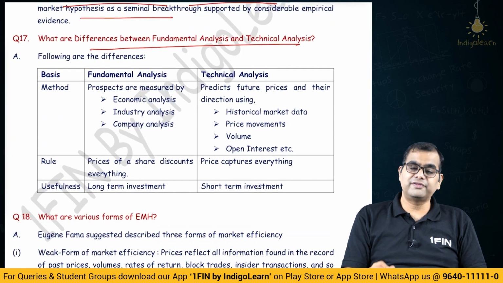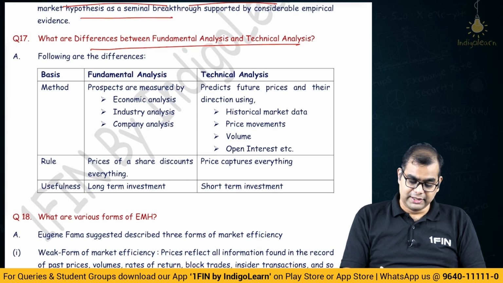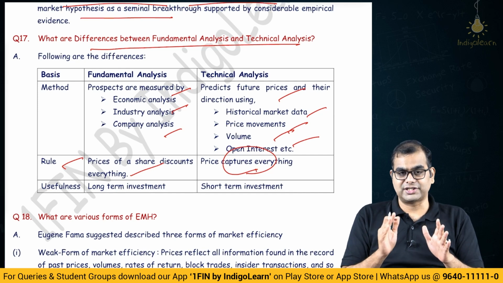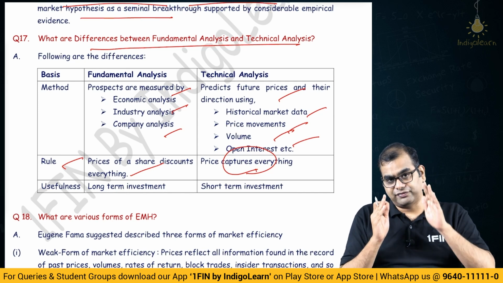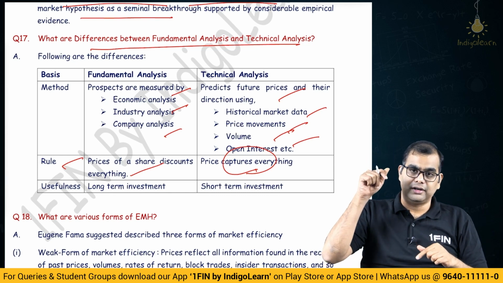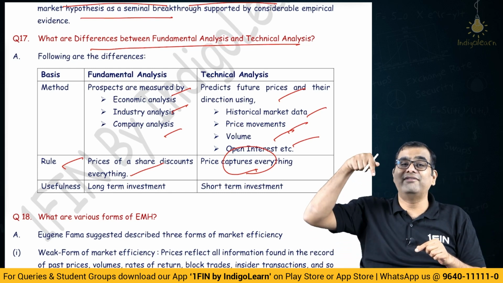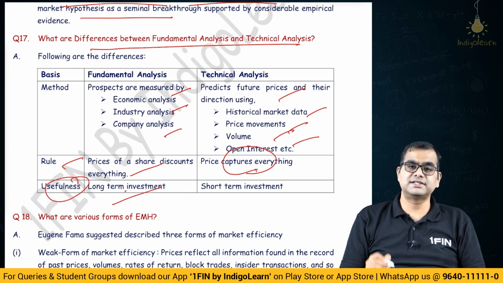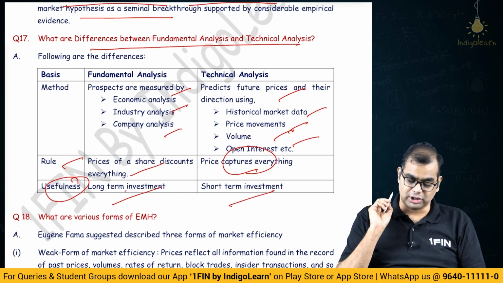Then, what are the differences between fundamental and technical analysis? Very, very clear. Fundamental is measured by economic, industry and company analysis. But technical analysis is based on historical data, price movements, volume, open interest. Rules: the price of a share discounts everything, prices capture everything. So, that is a fundamental distinction. In fundamental analysis, you discount all future cash flows. In technical analysis, the price captures all available information as of today. Usefulness: fundamental analysis is more long term and technical is more short term.